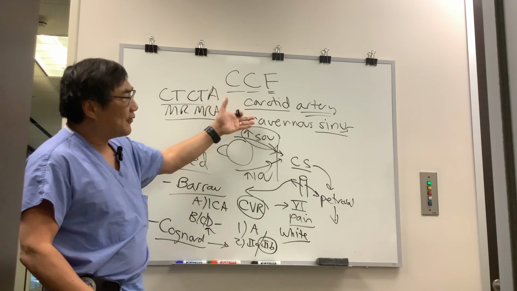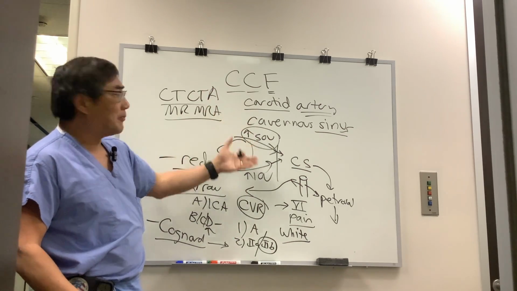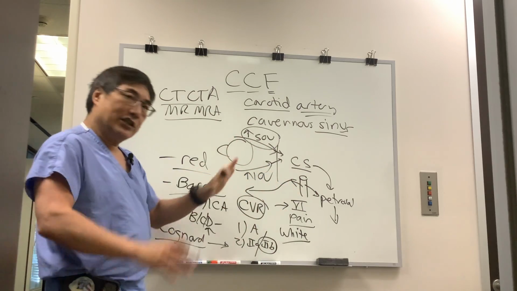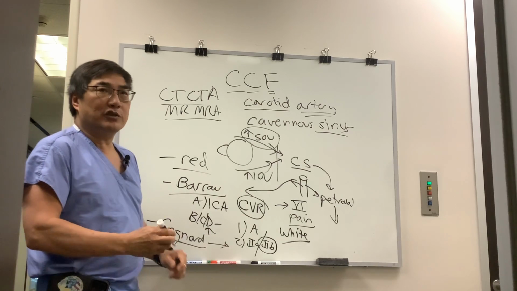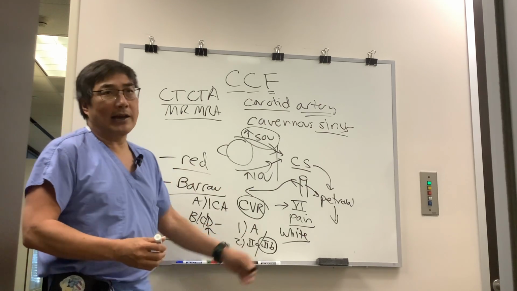But in general, painful, progressive optic neuropathy or ophthalmoplegia due to a fistula needs to be treated. As soon as you're 2B, cortical venous drainage, that's dangerous, and it needs to be treated. And you need to know the difference between a red-eye and a white-eyed shunt.